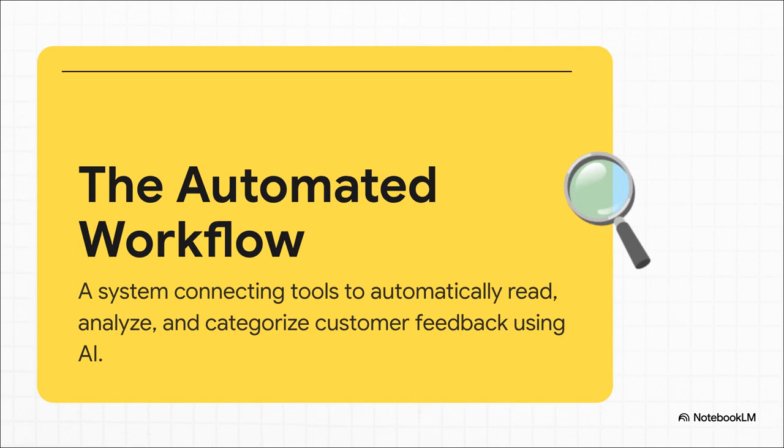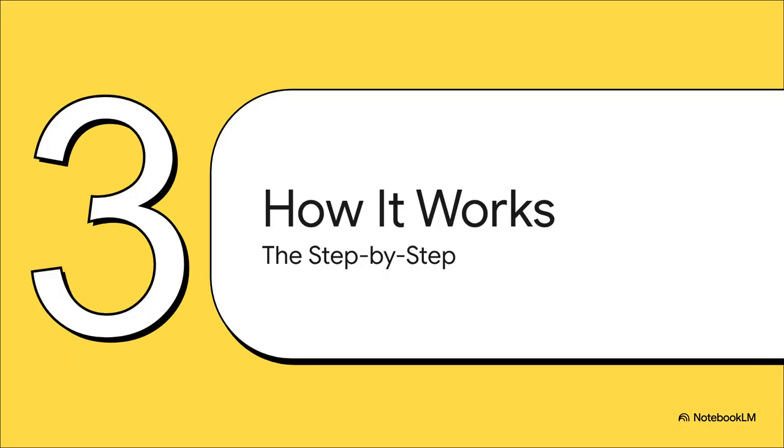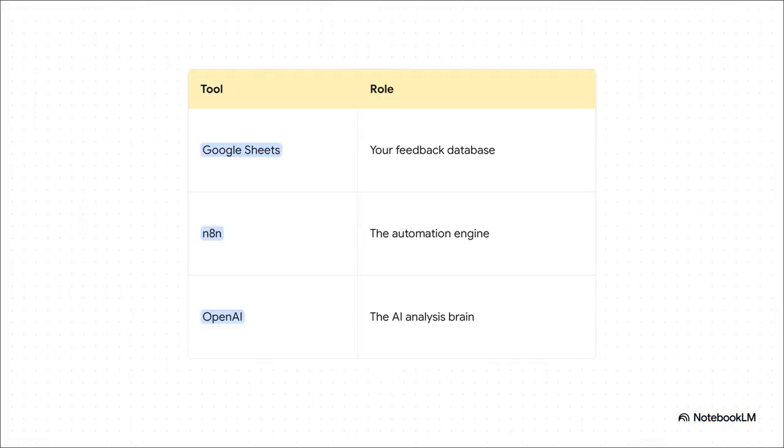So, what are we really talking about here? At its core, it's an automated workflow. It basically acts as a smart bridge between the tools you already use. It uses AI to read every new piece of feedback, figure out what it means, and then neatly categorize it for you. It turns a painful chore into something that just happens in the background. All right, so how does this magic actually happen? Let's pull back the curtain and look at the nuts and bolts of how this system is put together and how it works, step by step. And you might be surprised at how simple the setup is.